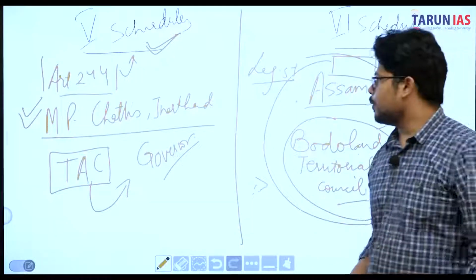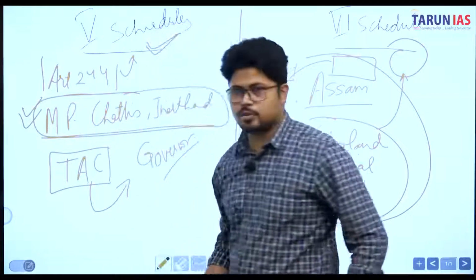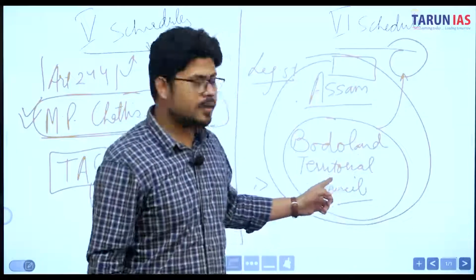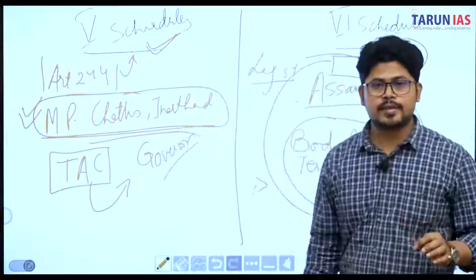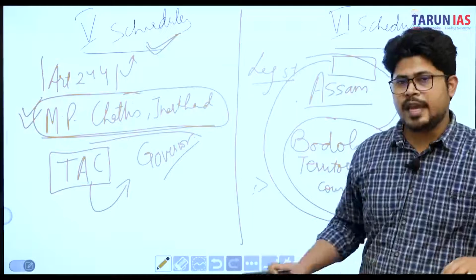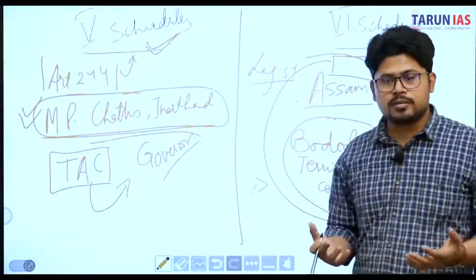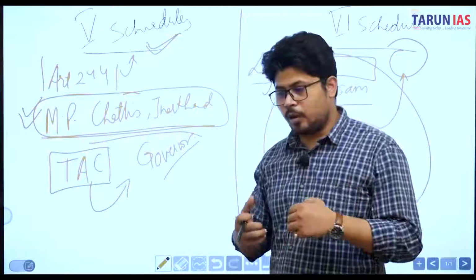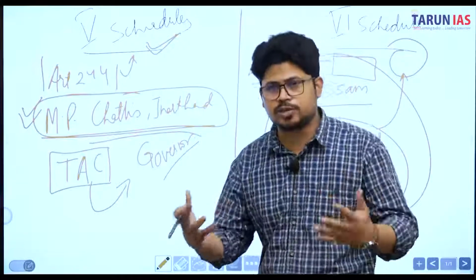Fine. So in such states they do not have an autonomous zone or autonomous territorial area, but they do have what? A Tribal Advisory Council. Now, a Tribal Advisory Council is not a law-making body. It is an advisory body which advises the governor on making laws or on the welfare and the issues that the tribes in that particular state face.